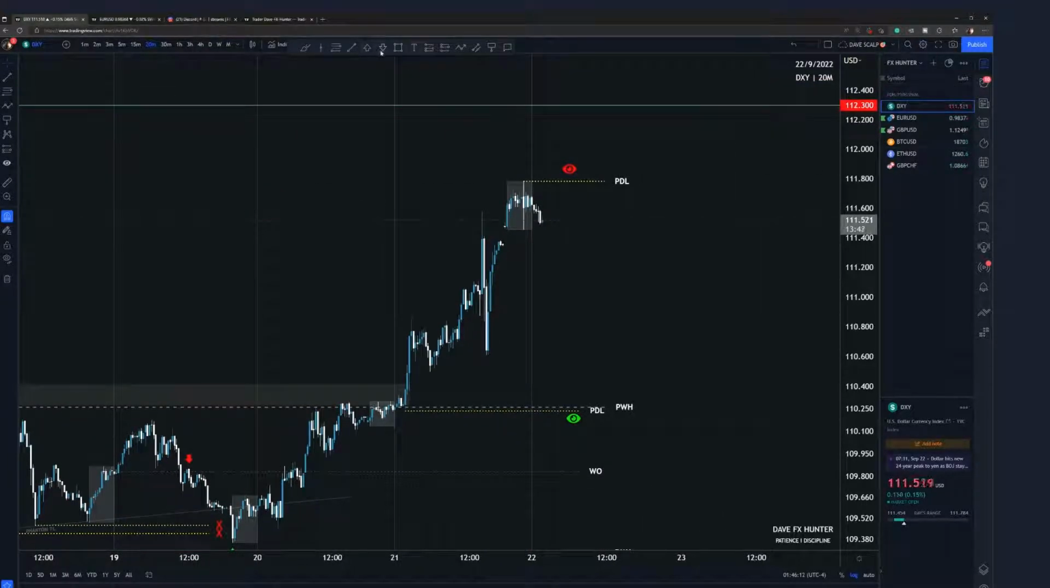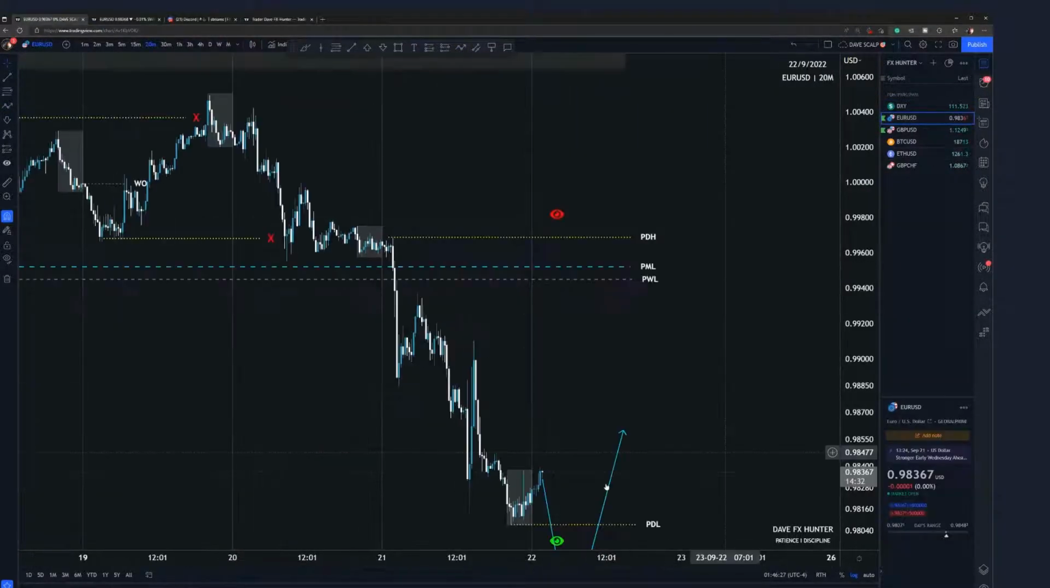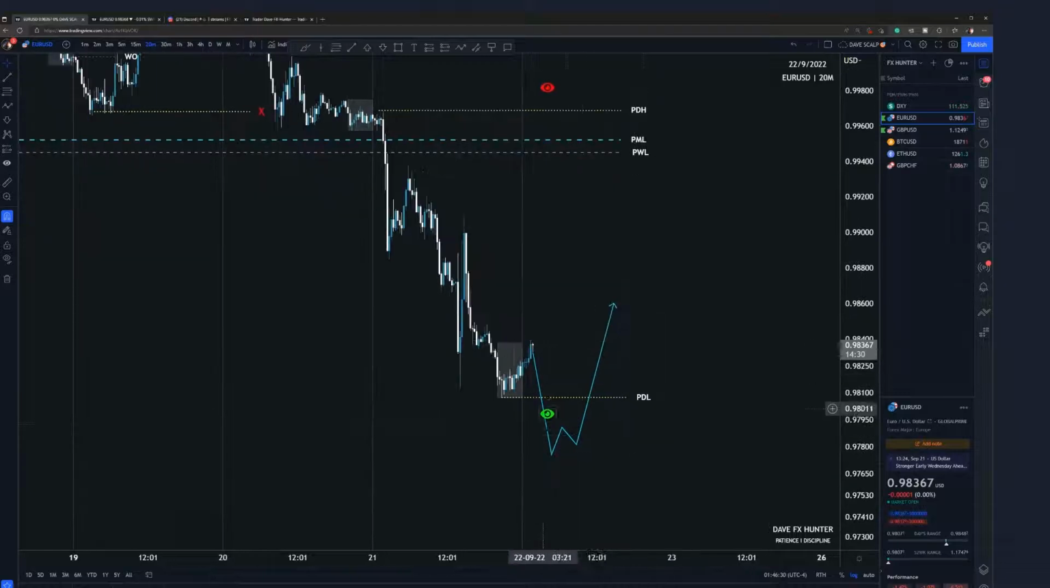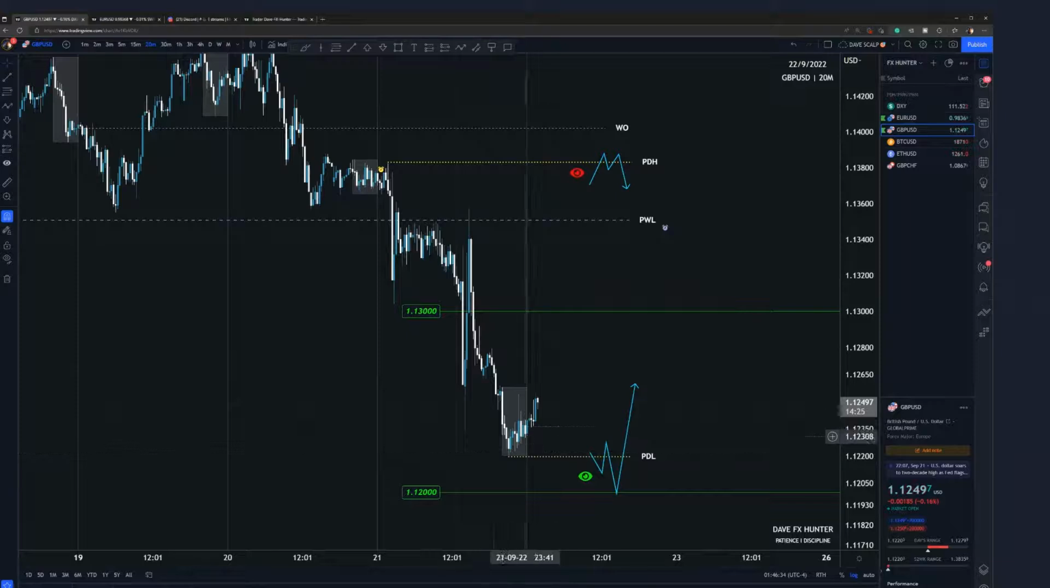Even better if the price comes up to this level which I have highlighted here, right? So this would be obviously perfect. Then the break, retest, and if this happens, this would be of course something on the opposite on the euro and on the pound, right?